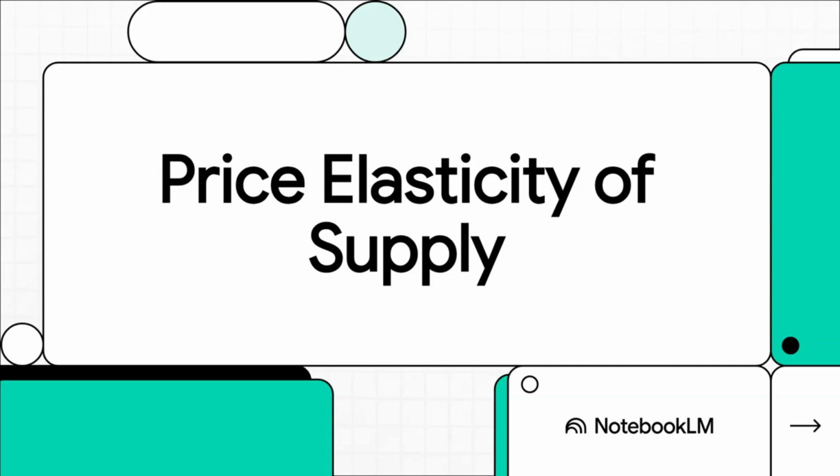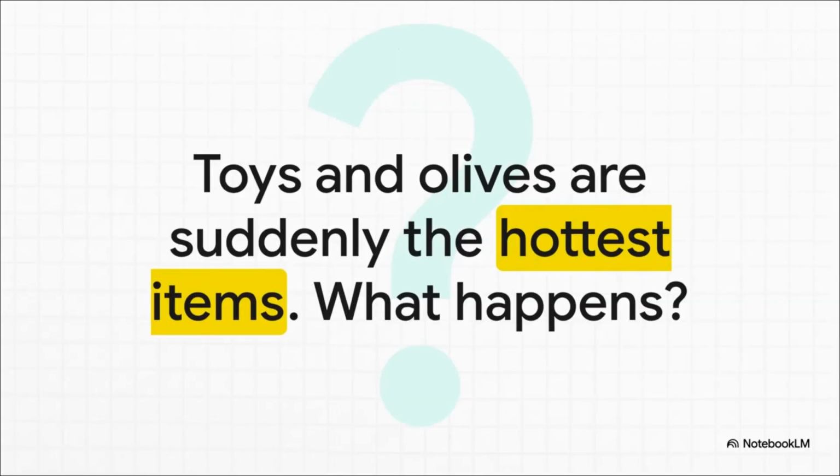how it works. All right, to get our heads around this, let's imagine a scenario. Let's say a new online trend just absolutely explodes. All of a sudden, it seems like everybody wants two things: one particular type of toy and olives. Yeah, I know, a super weird combo, but stick with me. Demand for both has just gone through the roof, almost overnight.